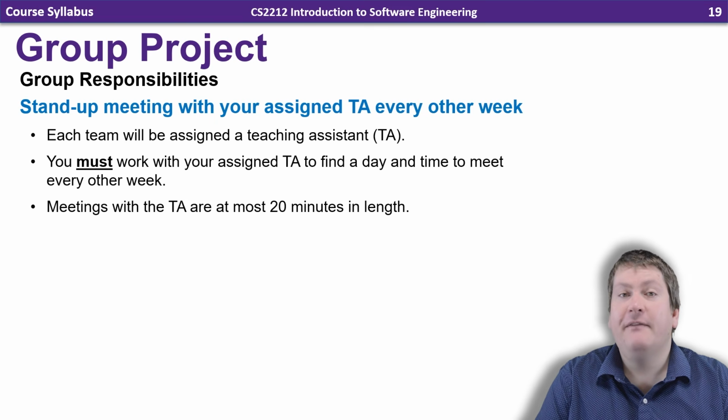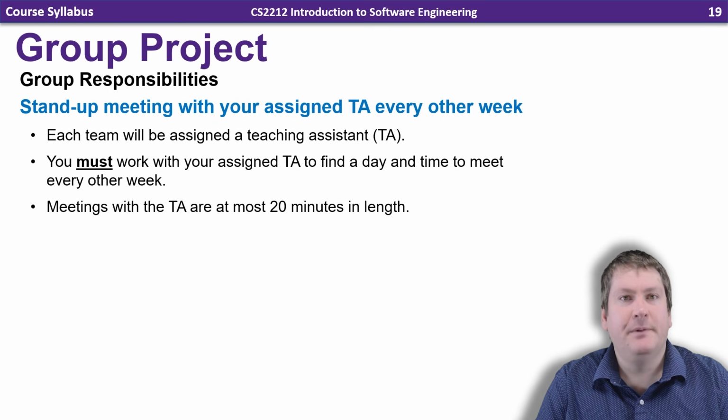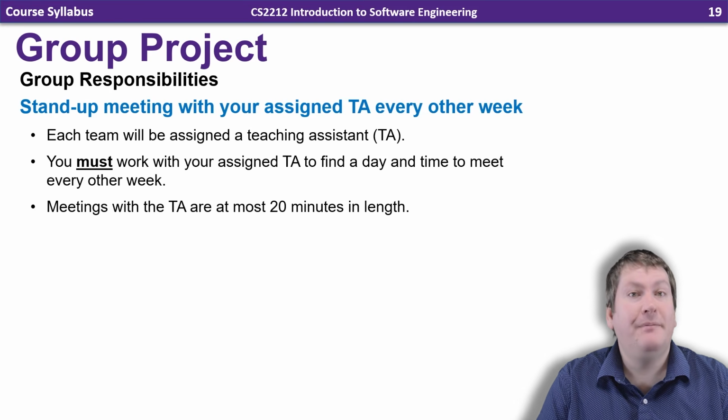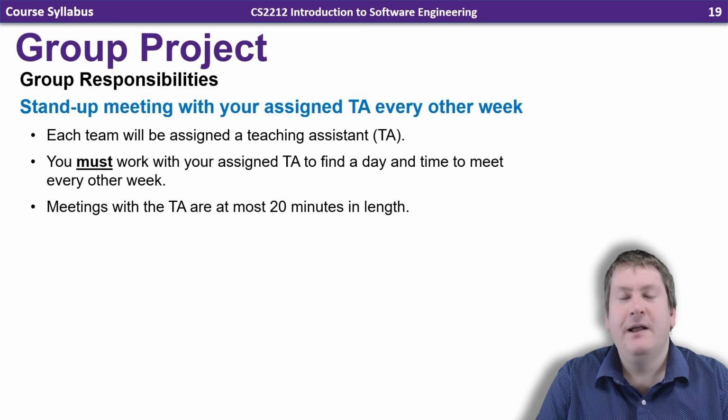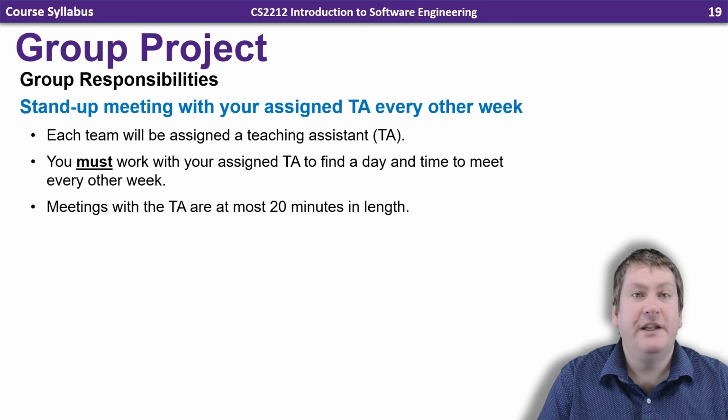If for some reason you can't find a time, you do have to communicate that to both the TA and me as soon as possible. Remember, part of the essential requirements are attending these meetings, so you can't just wait till the end of the term and let me know. That would not be good. It would mean you wouldn't pass the course. So make sure that you do get this set up as soon as you know who your TA is and who your team is.